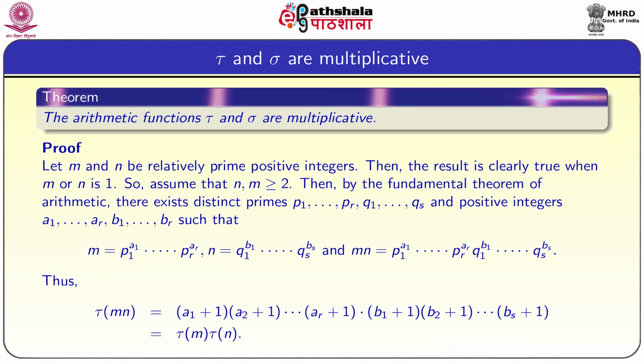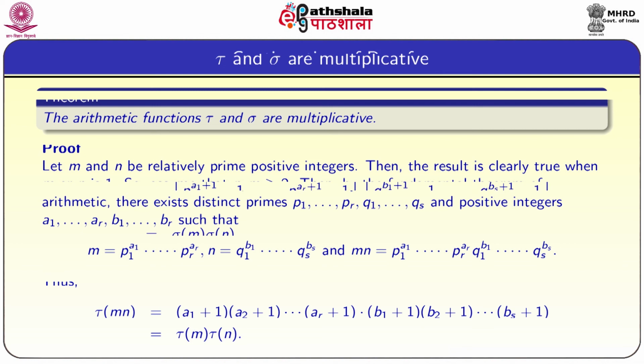Thus, tau of mn, as we just proved by the previous result, is the multiplication of the exponents plus 1. So, a1 plus 1 into a2 plus 1 and so on ar plus 1 into b1 plus 1 into b2 plus 1 and so on bs plus 1. This is simply equal to tau of m into tau of n.